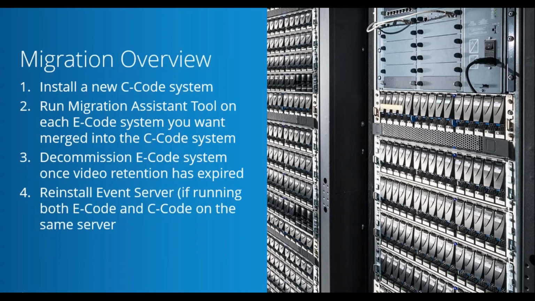And then after your retention policy, 30 days or 60 days, whatever you use, has passed, we can decommission that old system either by unplugging the server and taking it out, or if we're running on the same hardware, by uninstalling the E-code system and then reinstalling the event server. That's a necessary step because the event server is actually the same between the two platforms, even though there are different data sets. It shares the same event server, so we need to reinstall it.